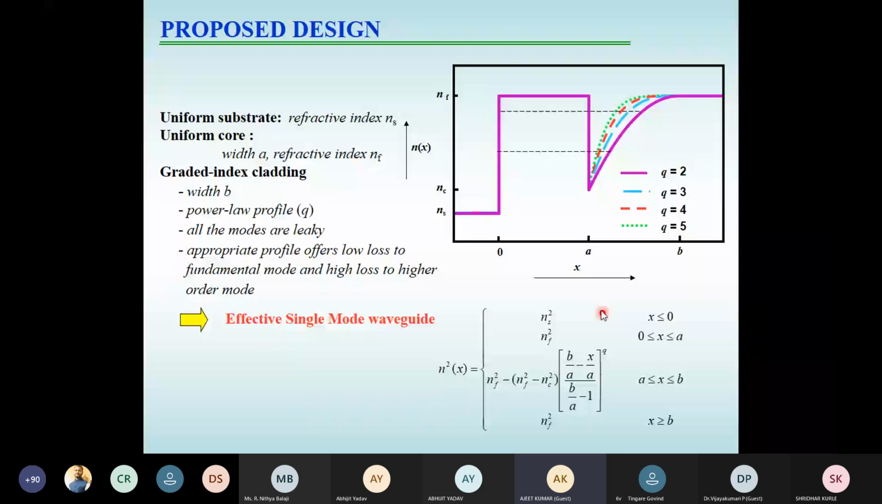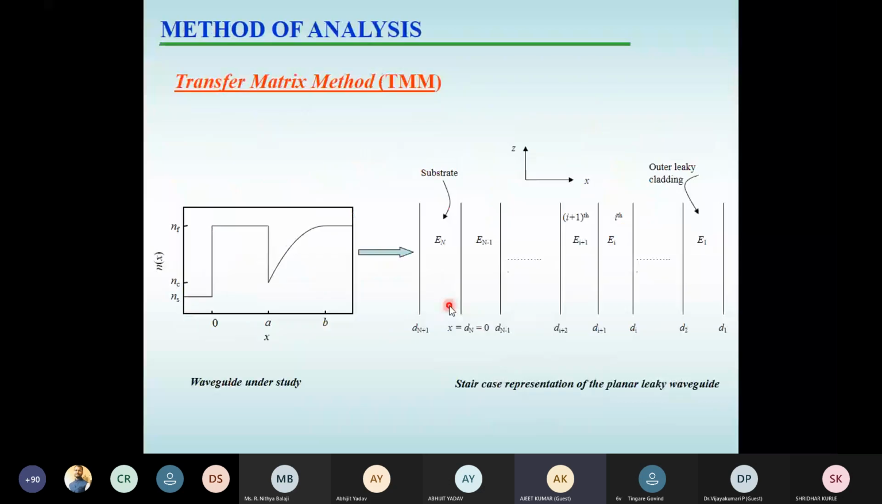So initially we are going to take a large value of A, so it will support a number of modes, and as these modes propagate, we get effective single mode operation by the process of mode filtering. Which method have we used to calculate the loss here? Briefly, I'll mention that we have used the transfer matrix method, in which this particular region is divided into n number of regions. So we have a graded index profile, and this graded index profile is divided into n number of step index profiles.